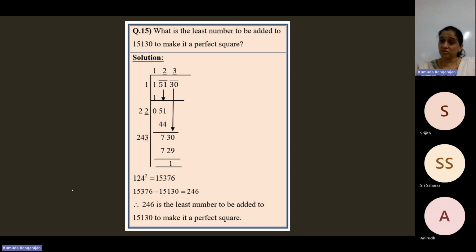Then I'll take the successor of the quotient. Then I'll square the successor. When you square the successor, it's a perfect square. That number is a perfect square because it's 124 into 124. So that number minus the given number, the resulting number is the number to be added. So you should remember the procedure.